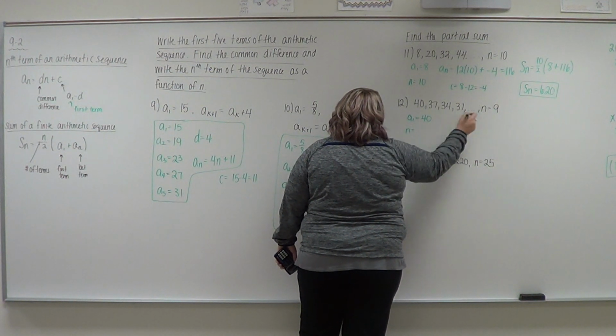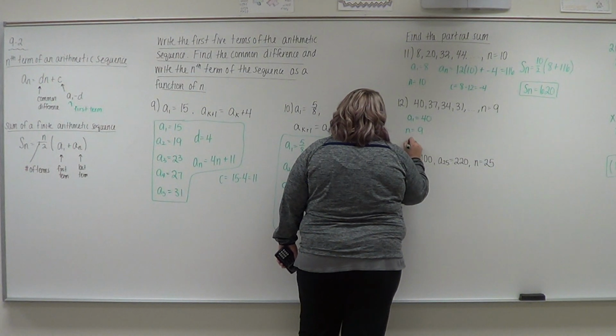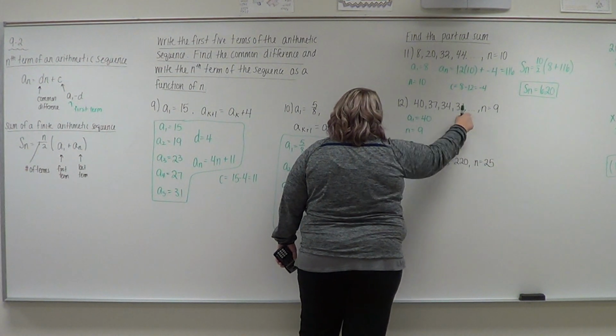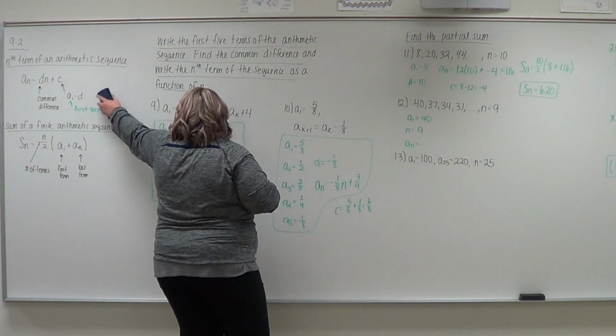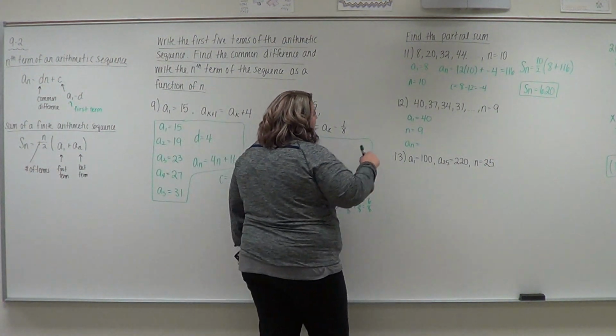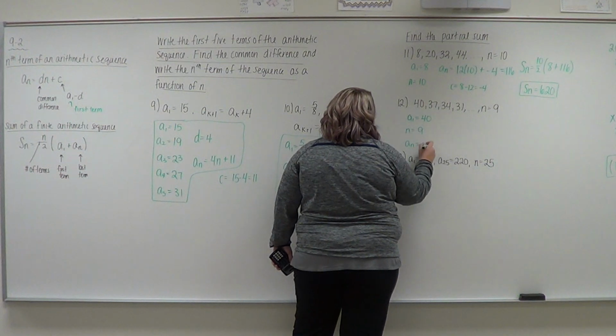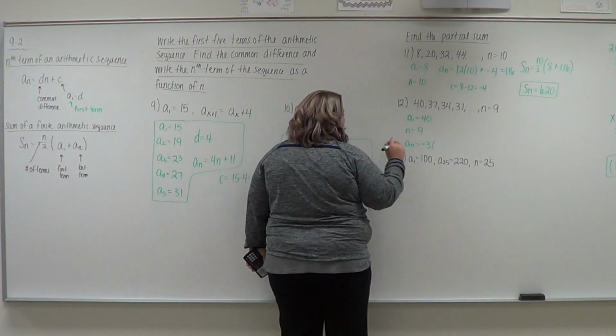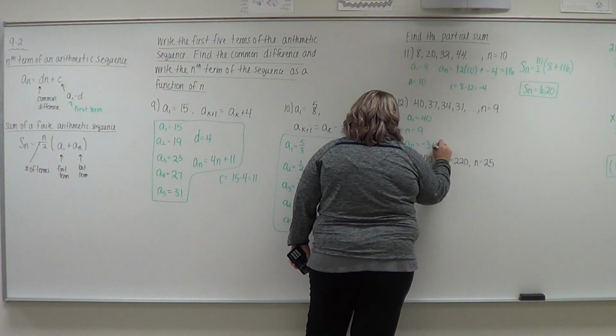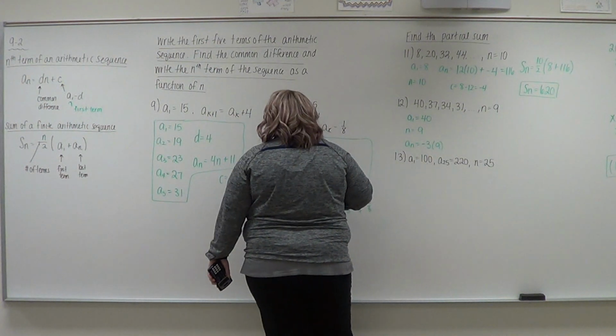It gives me my N, which is 9. But it doesn't give me my AN because it has the dot, dot, dot. Same thing, I'm going to use this formula. So, common difference, what am I adding every time? Well, I'm adding -3. So I have -3. My last term is my 9th term, and then plus C.